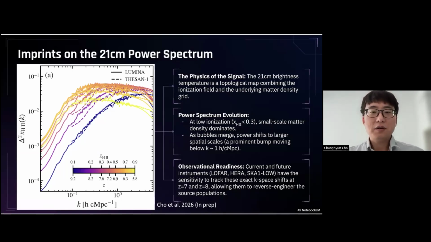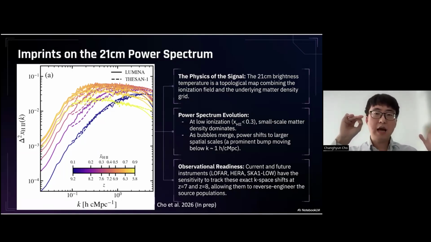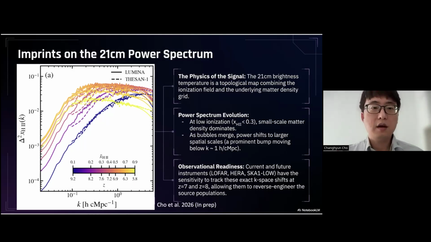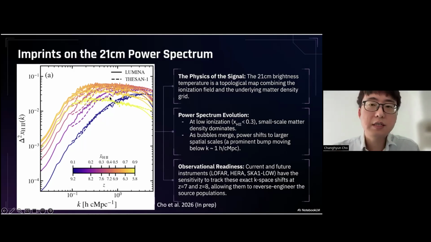Okay, so what I have done is try to reproduce and calculate the 21 cm power spectrum, because the power spectrum is what we will see from the observations when the next generation SKA and HERA observations are made. The left-hand side of the figure shows the hydrogen ionization fraction power spectrum. You see this dashed line over here. This is the THESAN-1 result. But now we see the solid line, which is the Lumina simulation result.